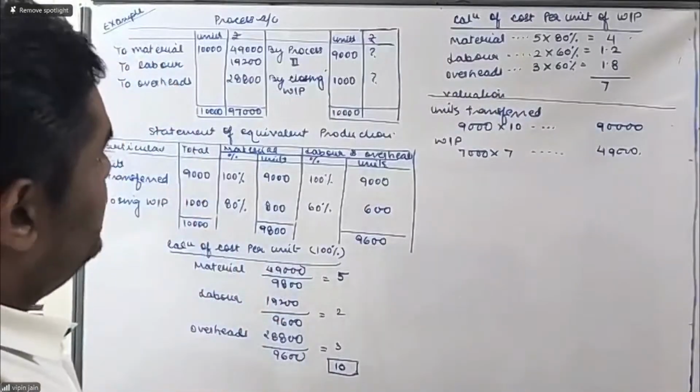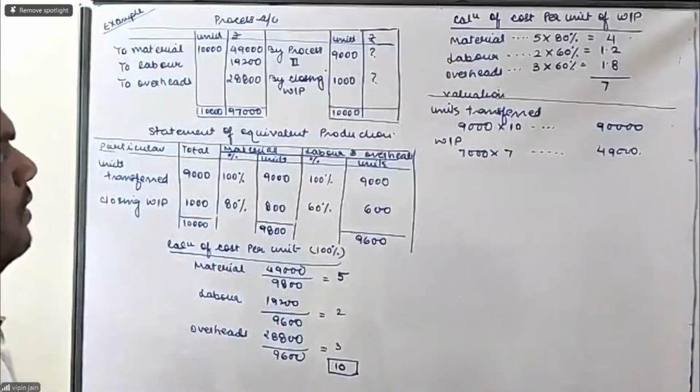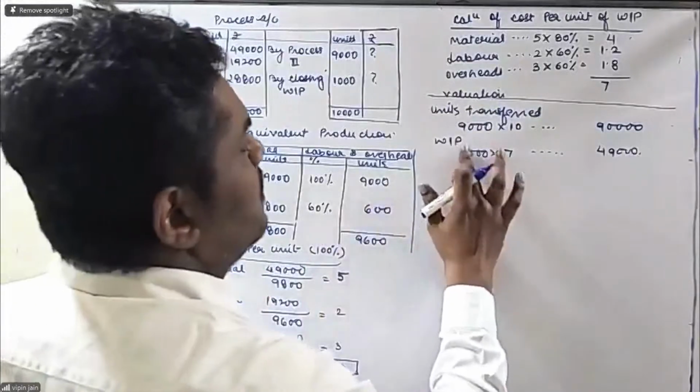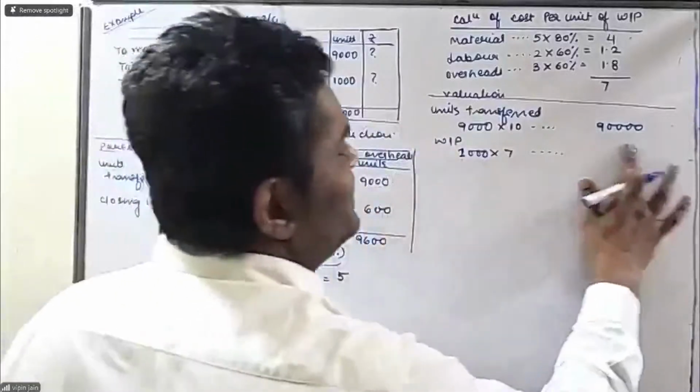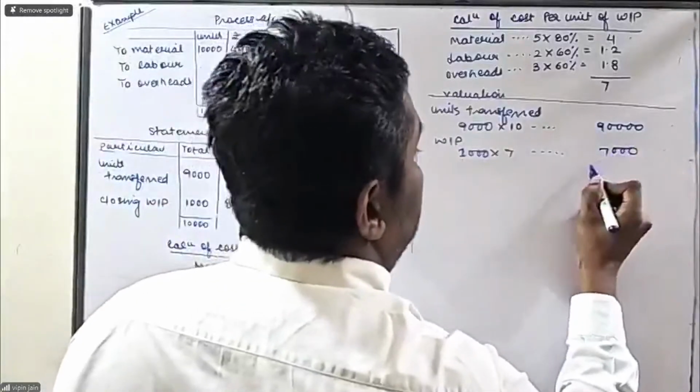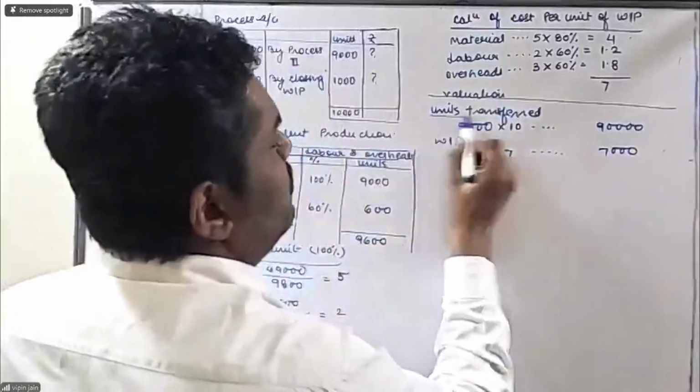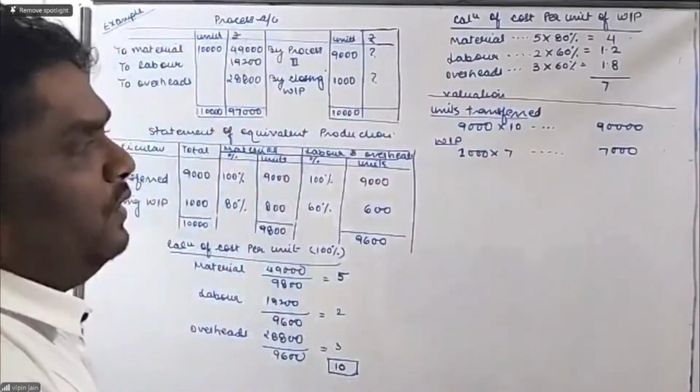One second, I think I made some mistake. Sorry, it is 1,000. Units in process are 1,000. So 1,000 into 7, this will be 7,000. So this is how the units transferred and work in progress is valued.